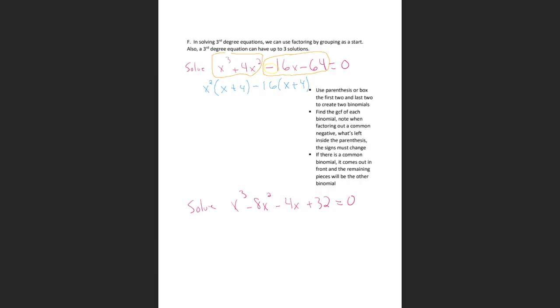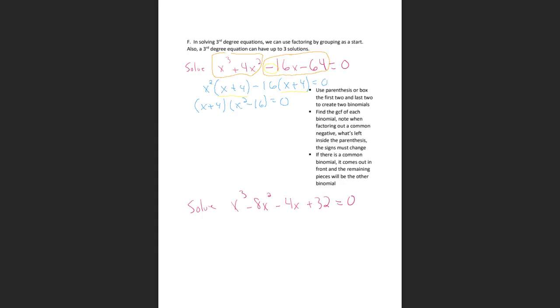Now that we have it factored like that, what we look for is now the binomial that's in common. So notice how they both have this x plus 4 in common. So that's the next thing I want to do, is pull it out in front. So the x plus 4 comes out in front. And then what's left is this x squared minus 16. And again, this should be set equal to 0. I keep forgetting that. These are equations, so I have to set them equal to 0.